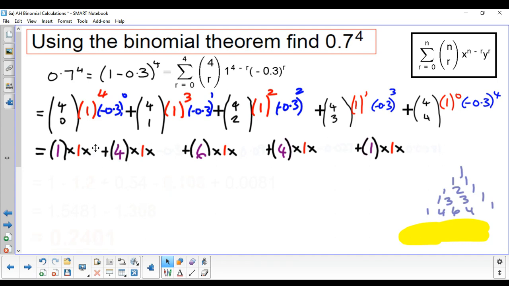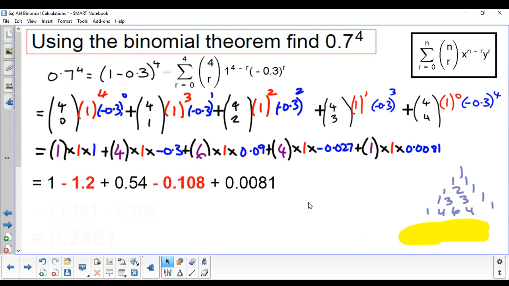Then we will have minus. Watch your signs here, because when you square this one, it will go to 0.09. Watch your decimal places. You will create 3 decimal places. It will be negative, minus 0.027, and that will turn positive with 4 decimal places. This is not that difficult. You'll have 1 minus 1.2 plus 0.54, and you can do a sum at the side for 4 times 27 if you need to. And what have I done?